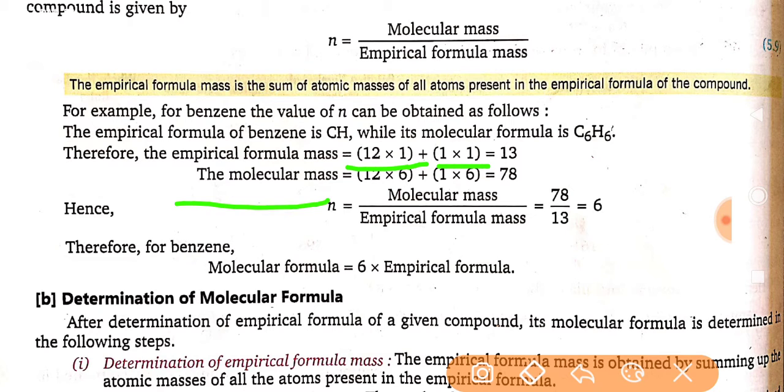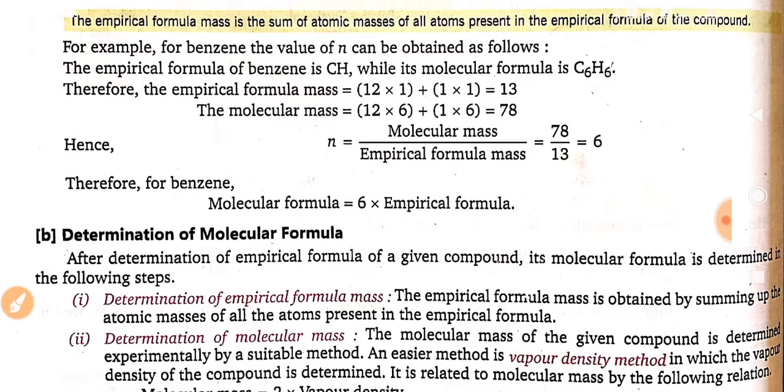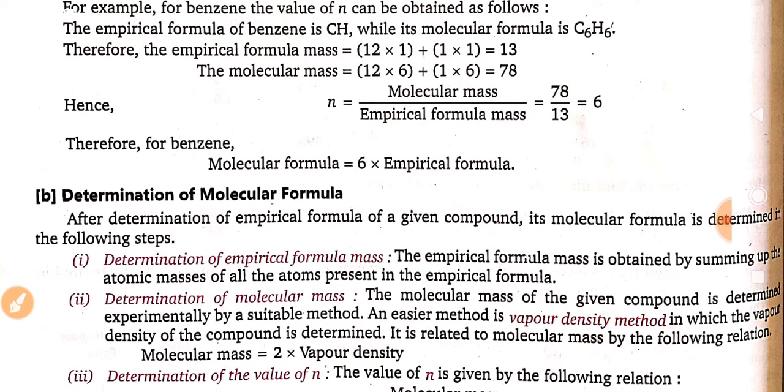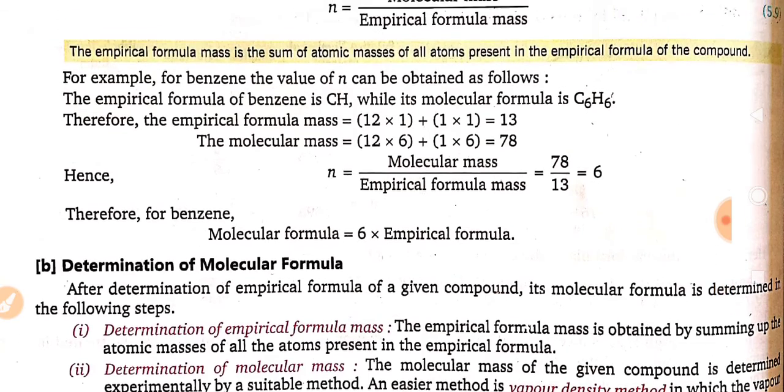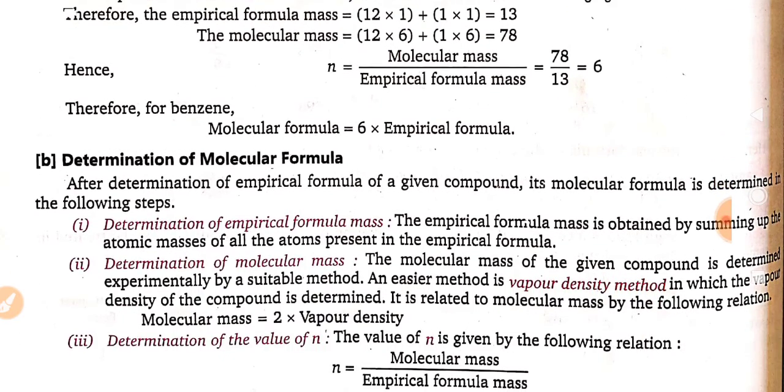Then the molecular mass will be 12 into 6 plus 1 into 6. If you calculate it, it comes to 78. So n is equal to 78 upon 13, molecular mass upon empirical formula mass, and you will get 6. Therefore, for benzene, molecular formula is equal to 6 times the empirical formula. So it's quite easy and you can easily calculate it.